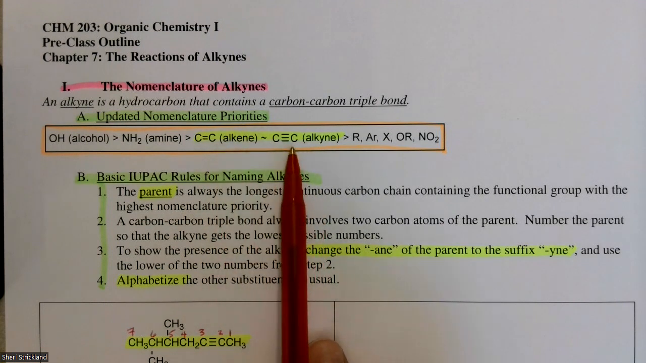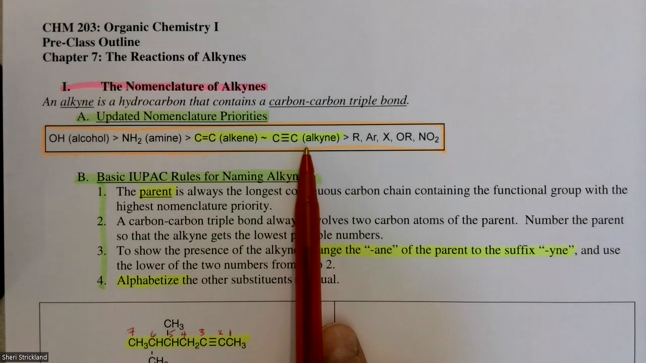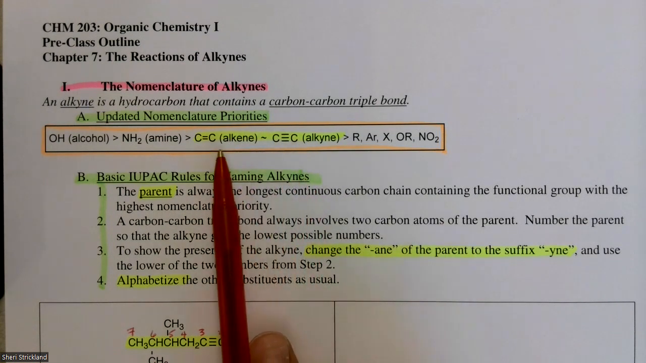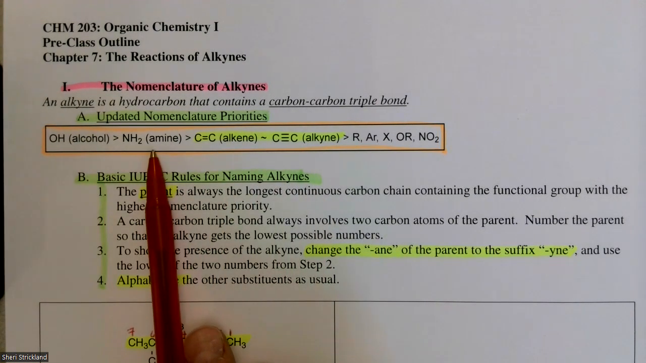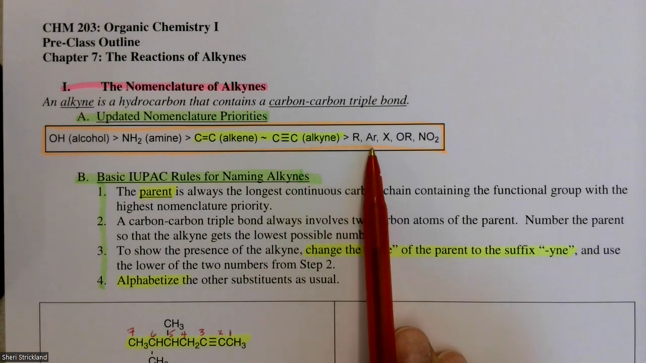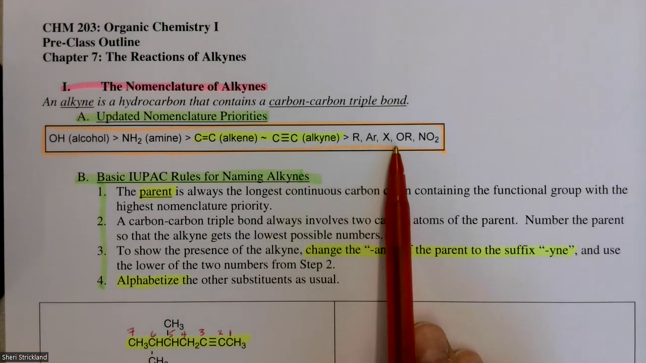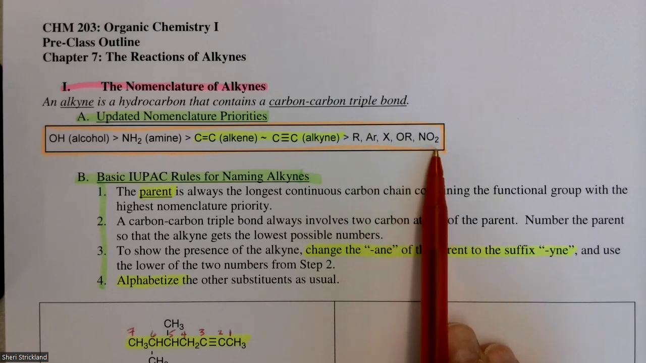Now we'll have some clarifications on what happens if they're in equivalent positions, but we'll take care of that in a minute. But in general, it is not as high a priority as an alcohol or an amine, and it is a higher priority than an alkyl group, an aryl group like a benzene ring, a halogen, an alkoxy group like a methoxy group, or a nitro group.